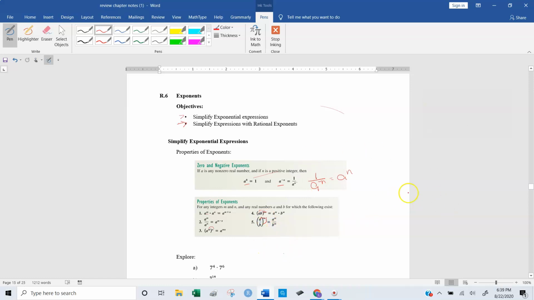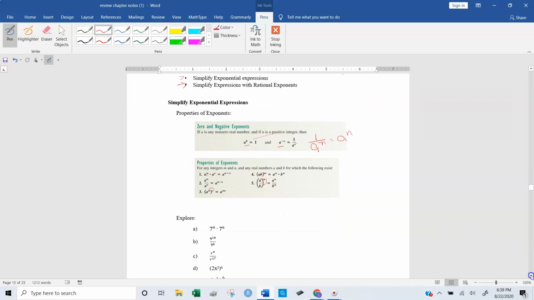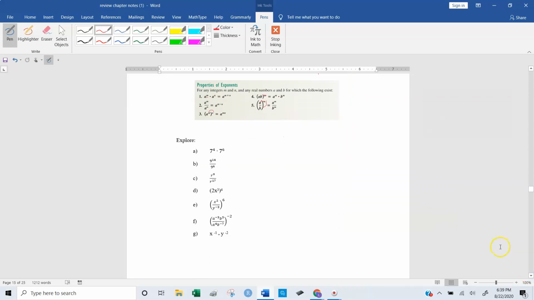All right, let's see if you remember. So I'd like you to pause and try the ones that you have on your paper. And it should not take you very long. Please do not find the actual answer. I just want you to work with the exponents.